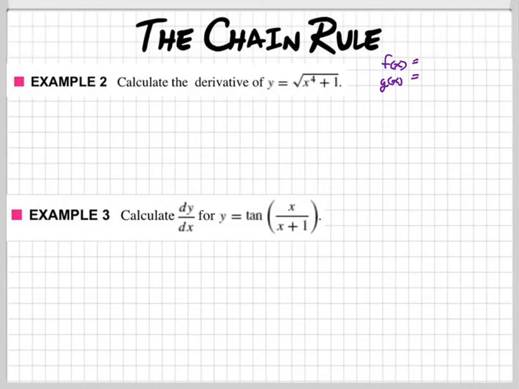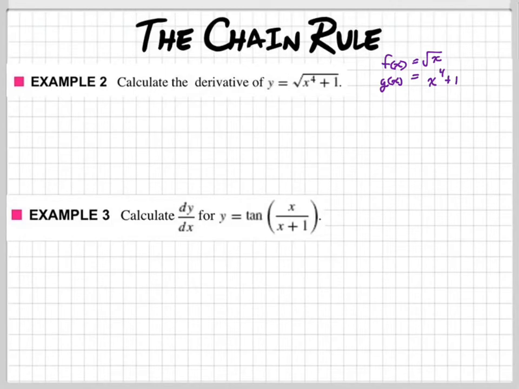So, what's the inside function? I think that one's easier to identify. The inside function is x to the fourth, good, plus 1. And then our outside function is just the square root of x. Okay, so derivative of the outside function first. Now, whenever you have radicals and you have to do derivatives, it's easier if they're in exponential form.